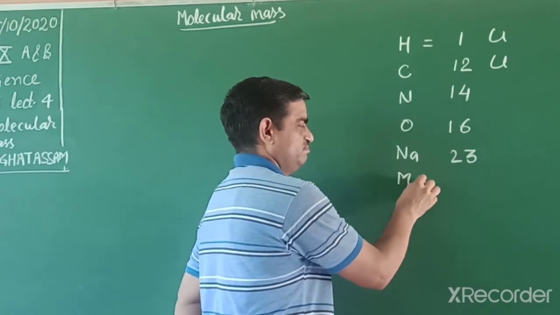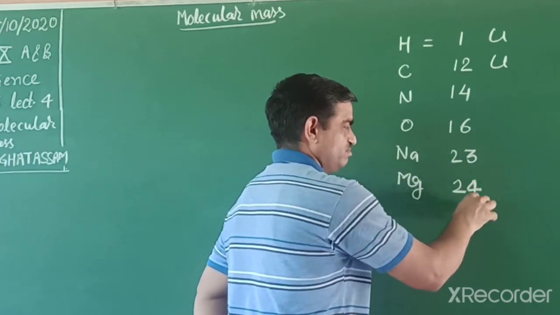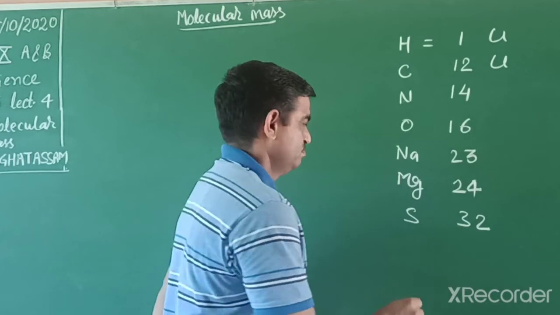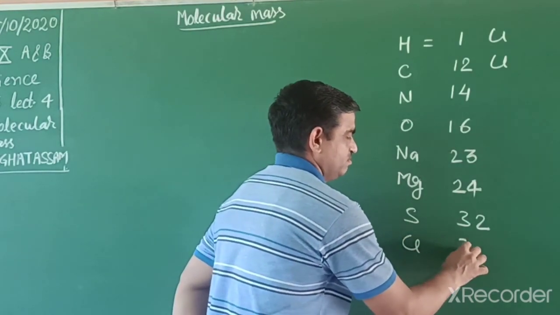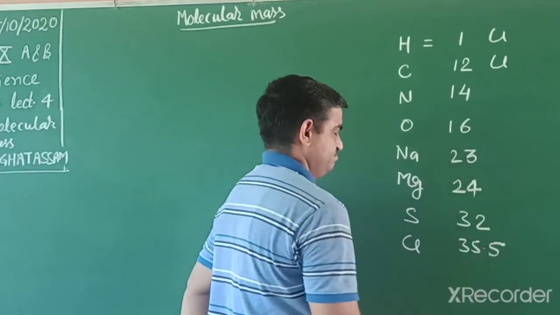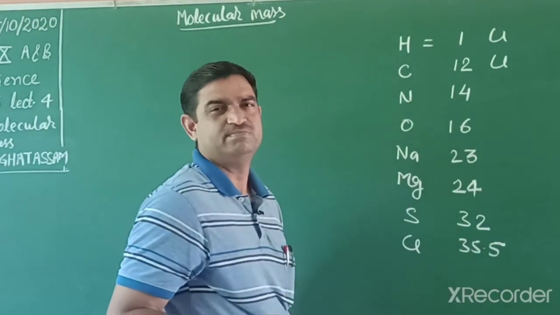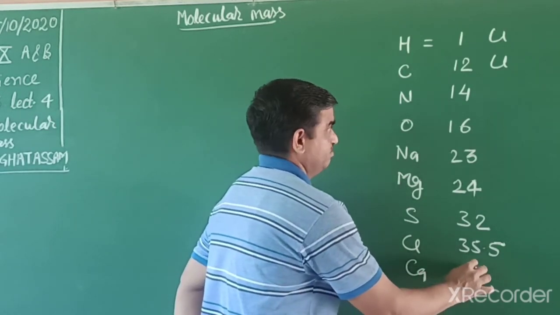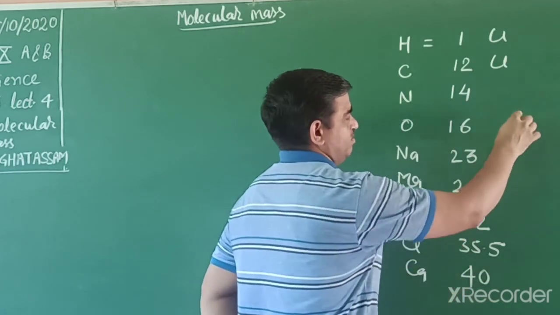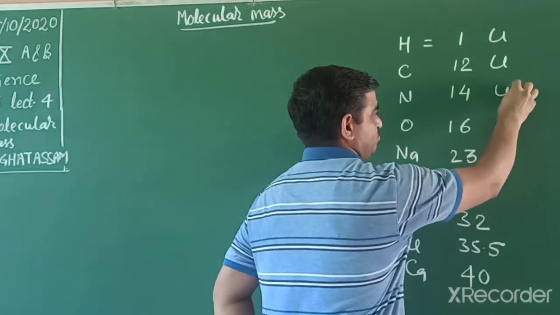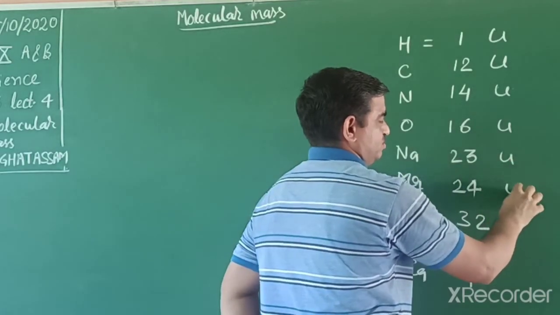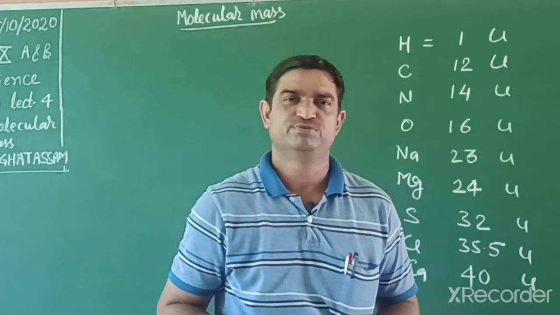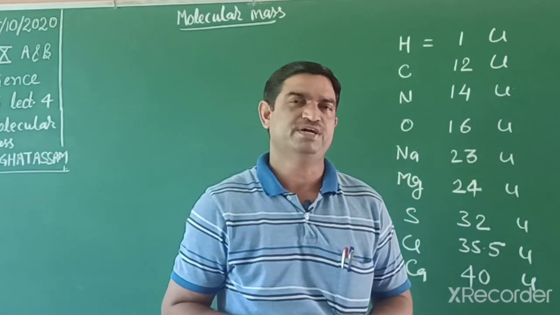magnesium 24, sulfur 32, and chlorine 35.5, and the other element given in your NCERT book is calcium. Calcium mass is given as 40. All have the unit U, unified mass. So, students, the masses of some elements are given in your NCERT book, but how can we find the others?